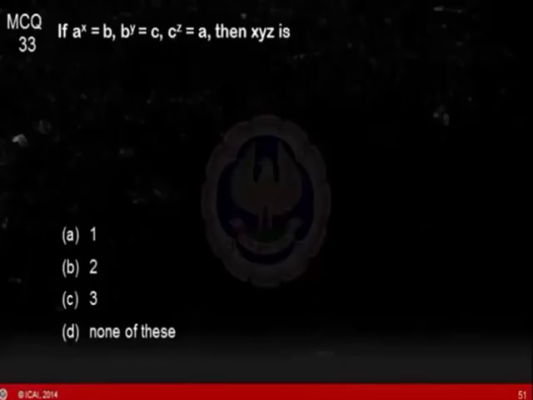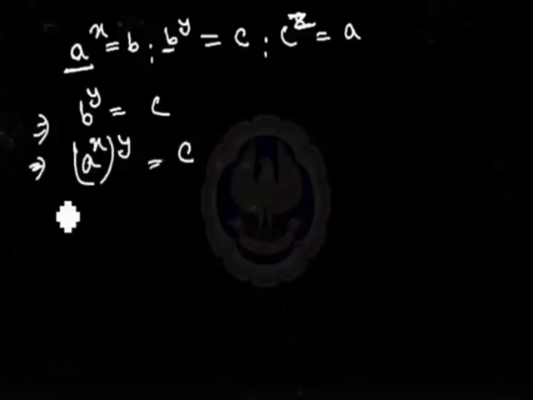First, because we are doing a part of indices itself, let's solve it by the indices method, and then we can do logarithms also. Okay? So a^x is equal to b, b^y is equal to c, c^z is equal to a. Right? So let's first put the value of b here. The question is b^y is equal to c. So in place of b, we'll put a^x. So this can be written as a^(xy) is equal to c.